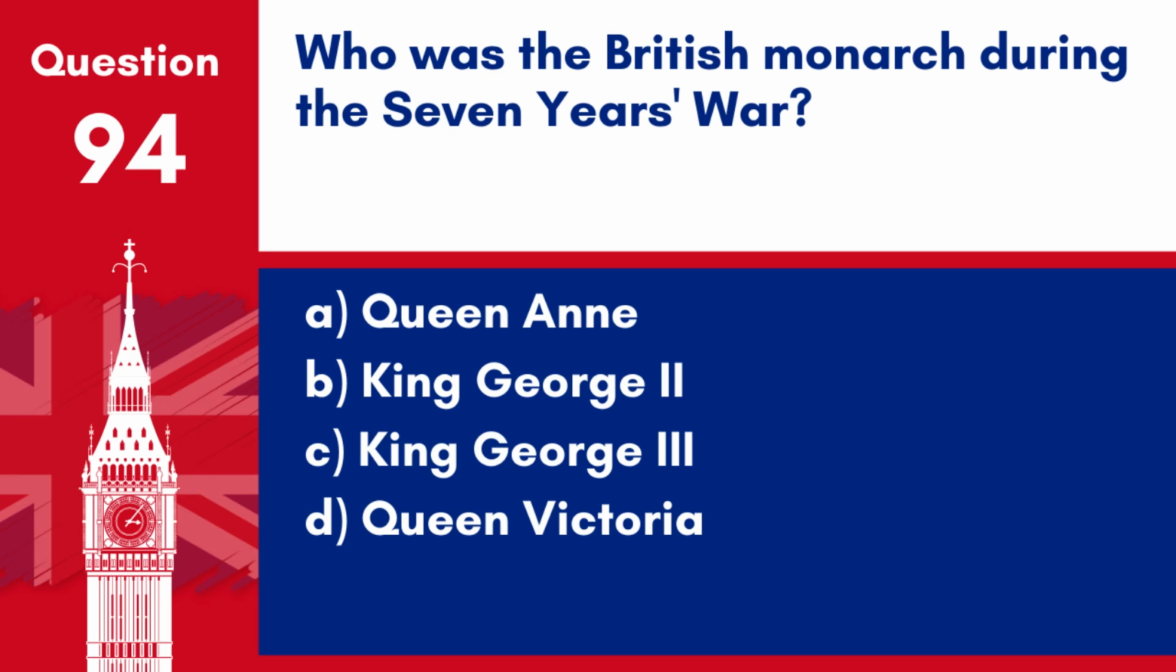Question 94. Who was the British monarch during the 7 Years' War? A. Queen Anne. B. King George II. C. King George III. D. Queen Victoria. Answer: B. King George II. King George II was the British monarch during the 7 Years' War.